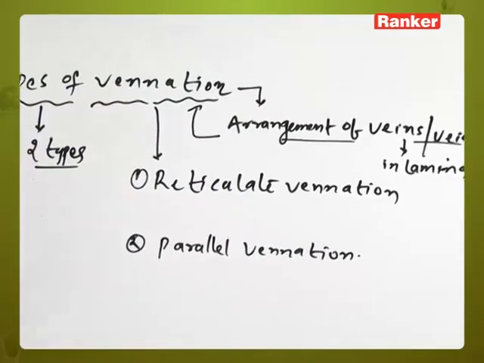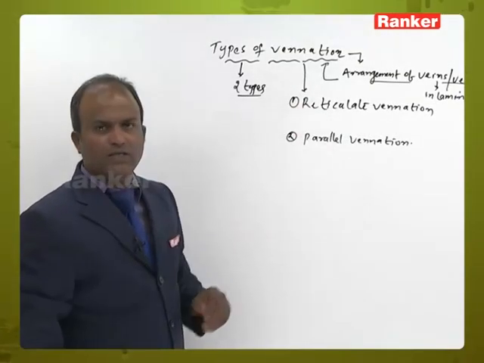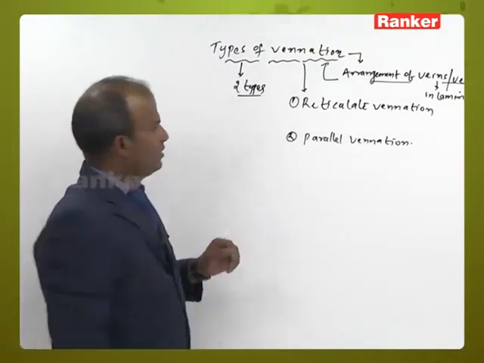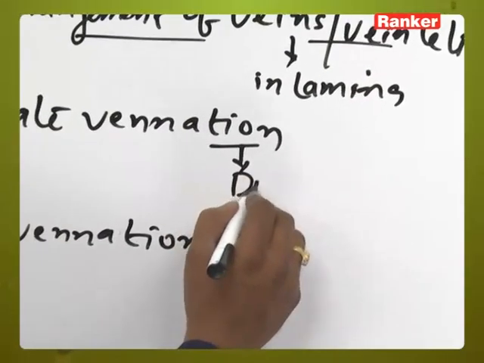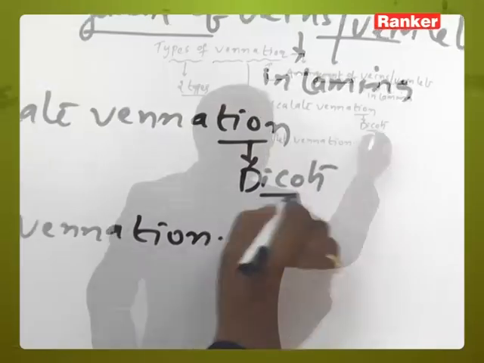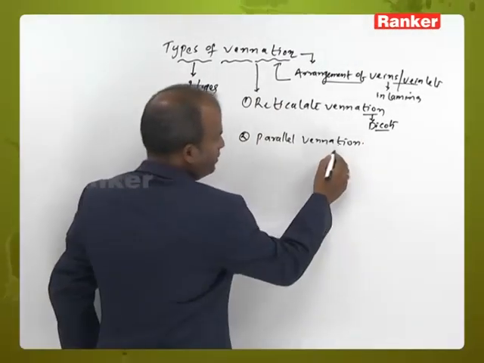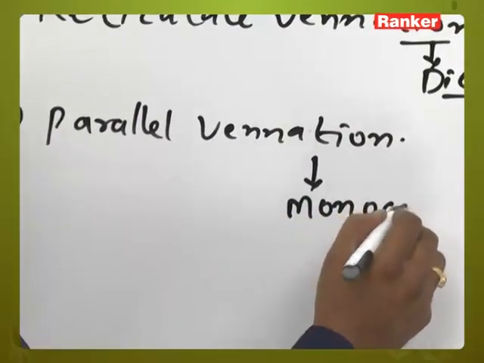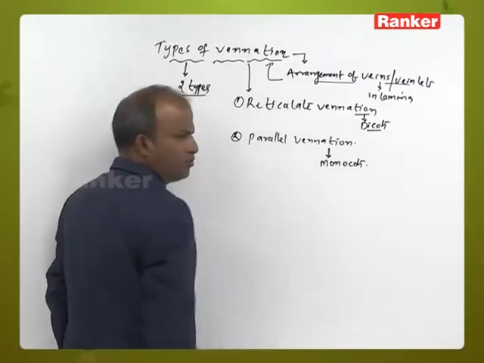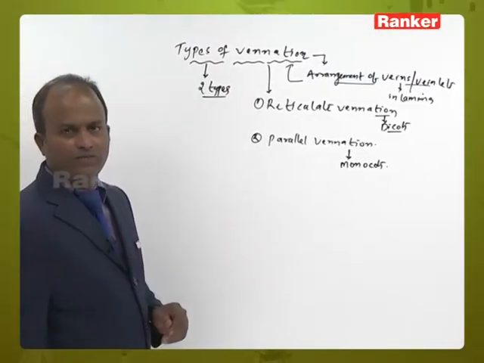Venation is of two types. The first one is reticulate venation and the second one is parallel venation. Reticulate venation is seen mostly in dicots, whereas parallel venation is mostly seen in monocots. And what is meant by reticulate venation?